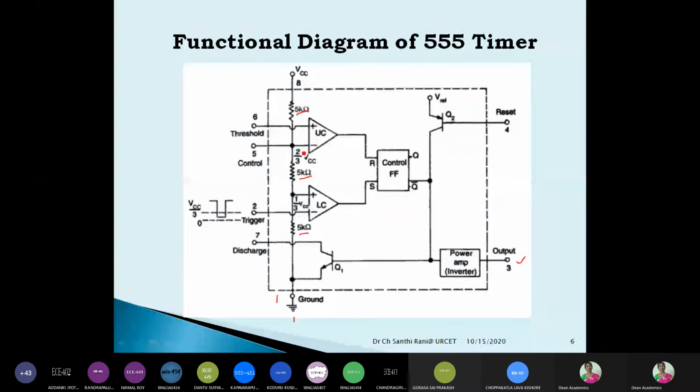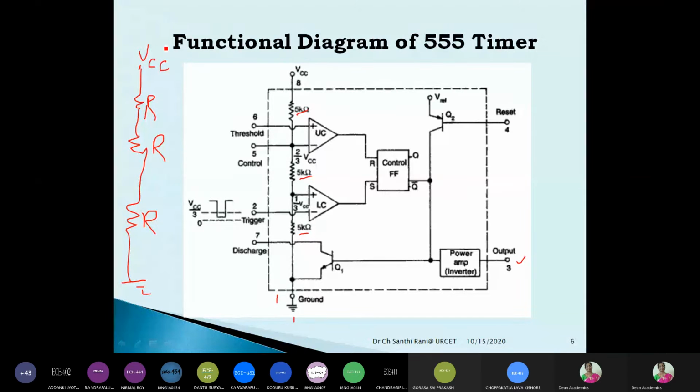That means three 5 kilo ohm resistors are connected one below the other between ground and VCC. So now what will happen when we have VCC and one resistor here, another resistor here, and another resistor here? All the resistors are of equal value, R. Then this is ground, this is ground, and this is VCC.